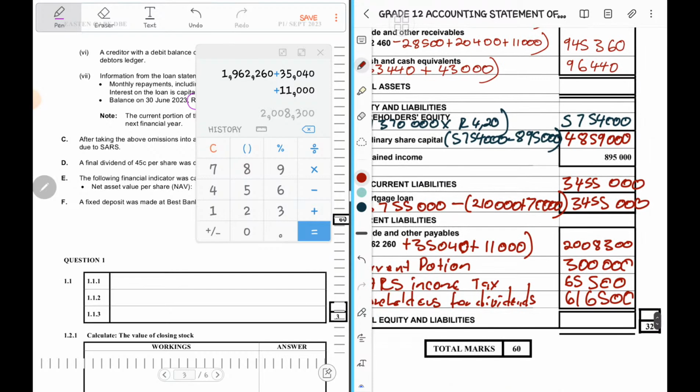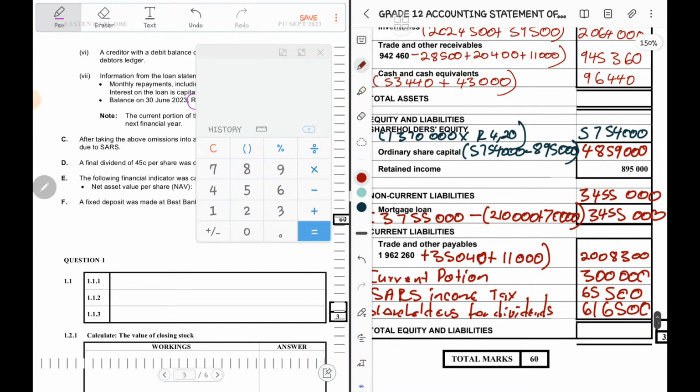Okay, then let's add everything up. So here we add everything that is inside our box. So it will be 2,008,300 plus the 300,000 plus the 65,500 plus the 616,500. Then that gives us how much? 2,990,300.